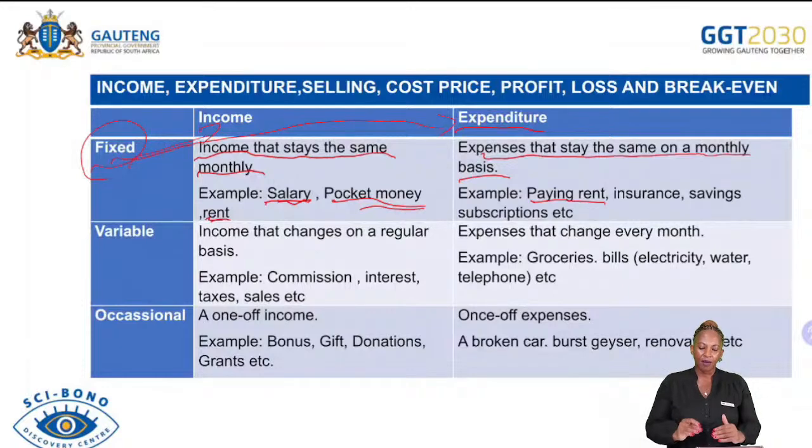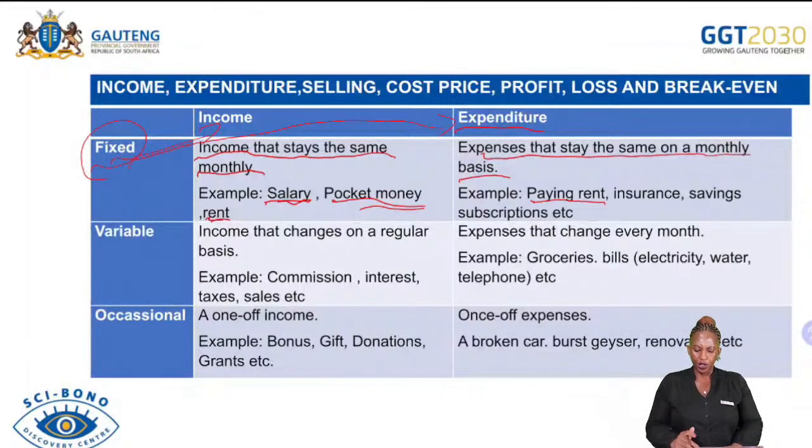The rent becomes what? A fixed monthly expenditure, because I am a tenant, and as a tenant, I have to pay rent to the landlord. The landlord will charge me that amount, and each and every single month, the landlord will expect that amount from me.